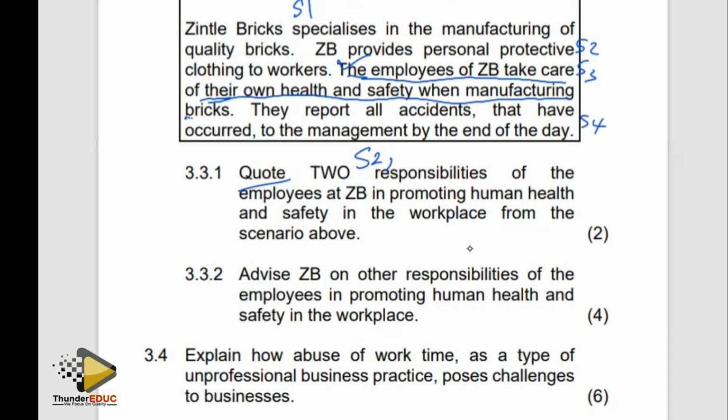And also we are going to write what we are also, no, this is going to be sentence 3. So now this is sentence 3. And also we take sentence 4. So now sentence 4 reads as follows. They report all accidents that have occurred to the management by the end of the day. Okay, right. So now let's check 3.3.2. Advise SB on other responsibilities of employees in promoting human health and safety in the workplace.